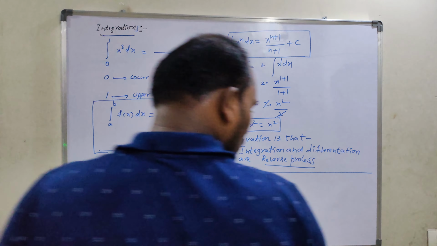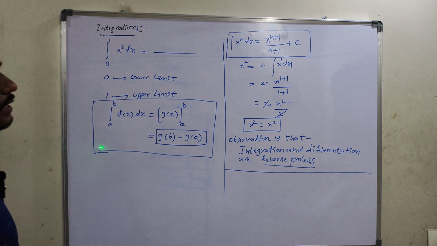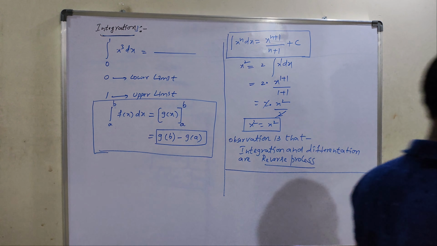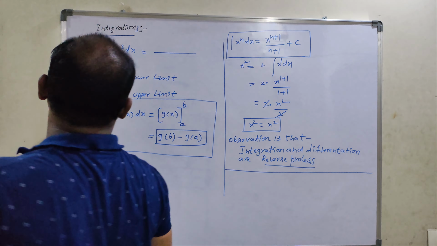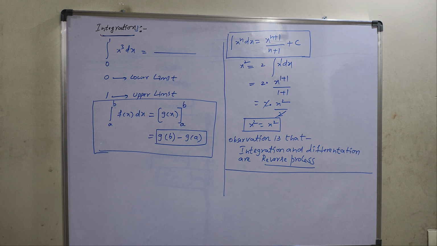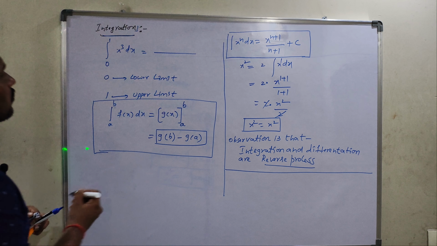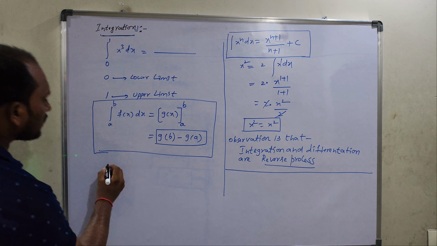So till now we discussed that the integral of x power n dx is equal to x power n plus 1 by n plus 1. After that, we discussed the upper limit and the lower limit. So according to this logic, let's see an example.